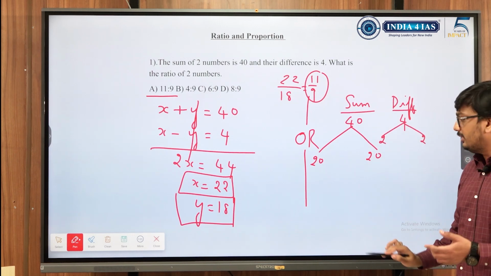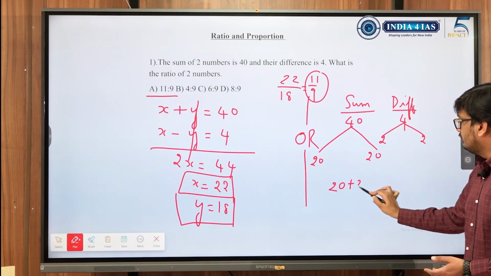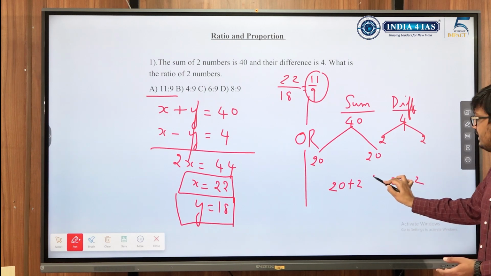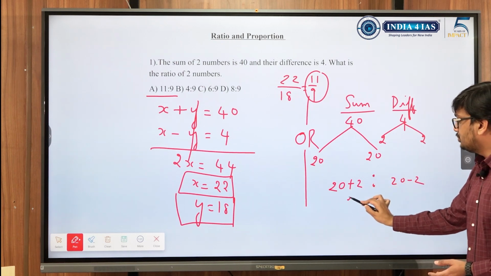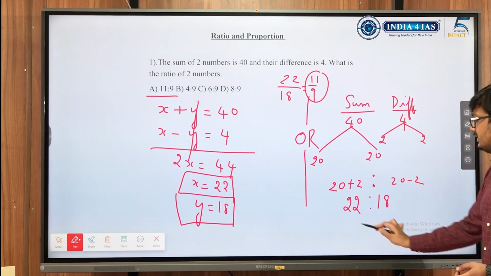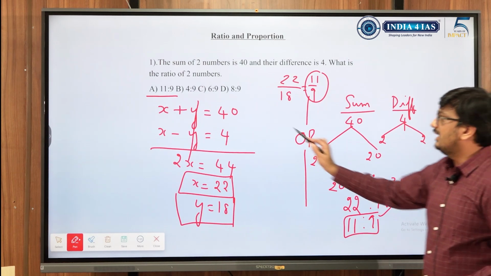Then to find the numbers, for this 20 add this 2, and for this 20 subtract this 2. They are telling us to find the ratio. What is 20 plus 2? 22. What is 20 minus 2? That is 18. Then 2 11s are 22, 2 9s are 18. 11 is to 9 will be the answer.